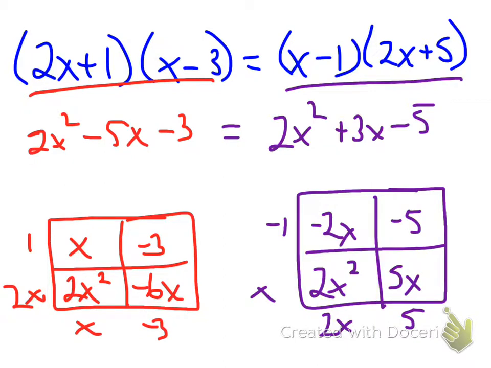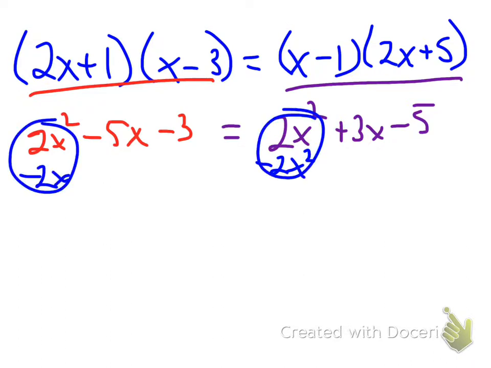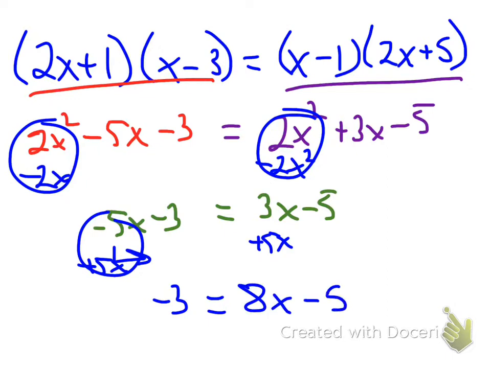I am now going to solve this problem. I no longer have parentheses, so to get my x squareds on the same side, I'm going to subtract 2x squared from both sides. Just like in the last part, those drop out. And my new problem now is negative 5x minus 3 equals 3x minus 5. I'm going to move my x's to the same side. And to keep my x's positive, I'm going to move that over by adding 5x to both sides. And that makes a 0, so I have negative 3 equals 8x minus 5.